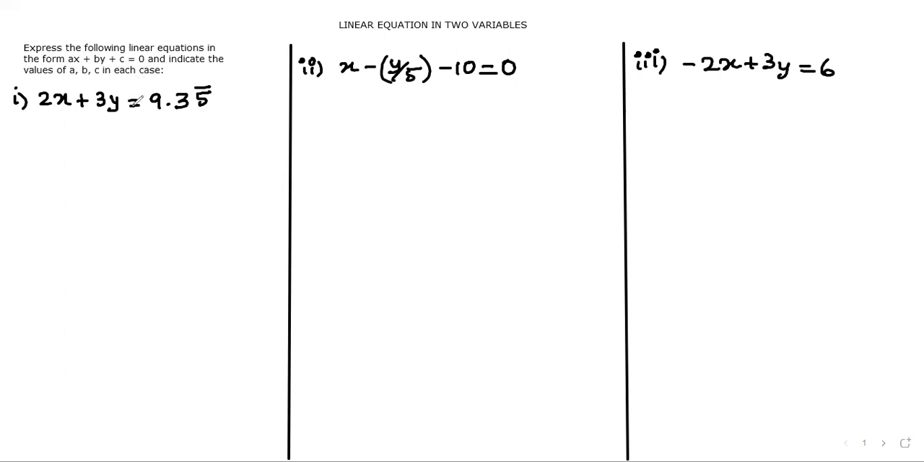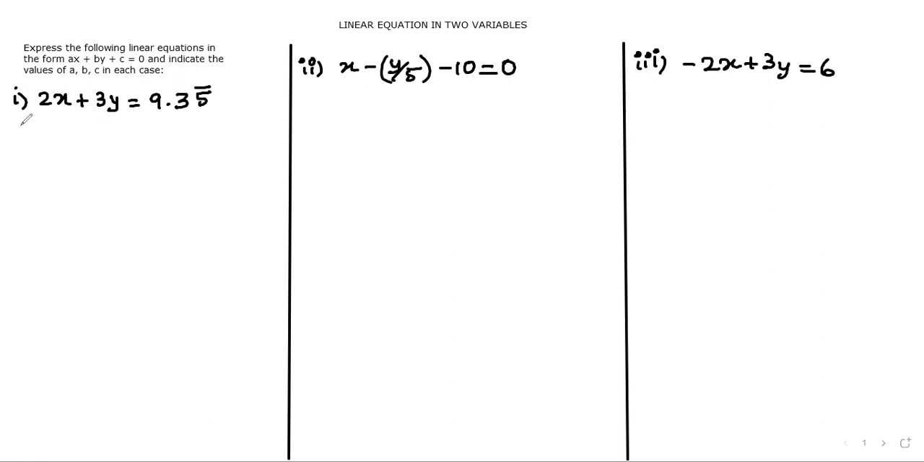It is given as: express the following linear equation in the form of ax plus by plus c equals 0 and indicate the values of a, b, c in each case. So I have taken a few problems to explain this concept clearly. First, let us take 2x plus 3y equals 9.35. Here the 5 is repeating, so they have written the bar symbol. 5 is having a bar because 5 is repeating.